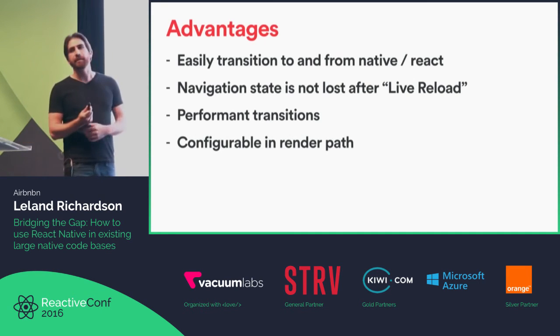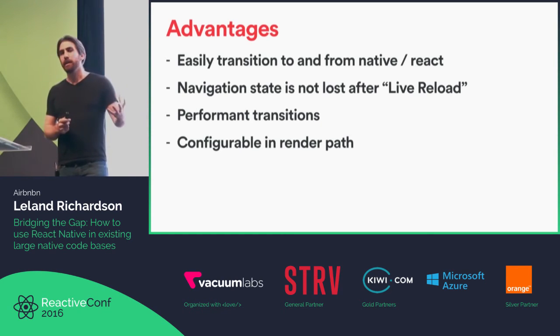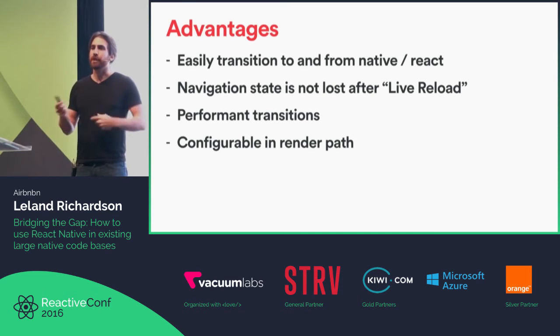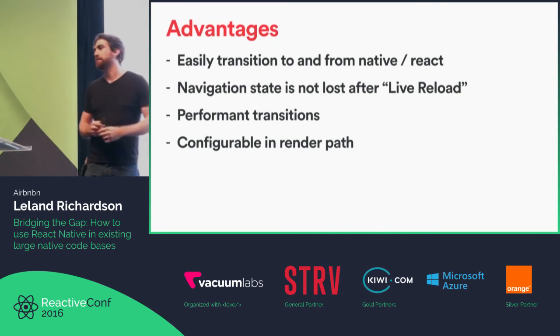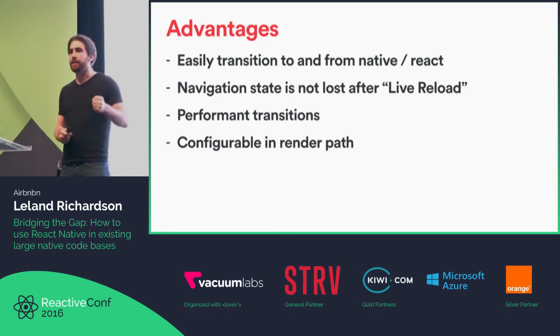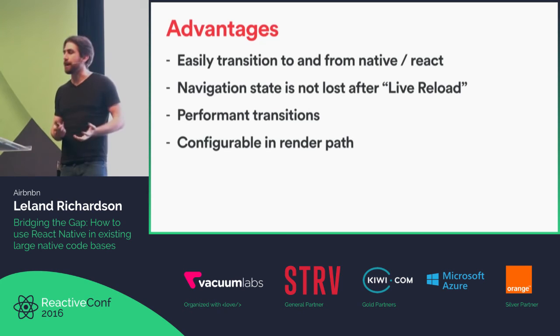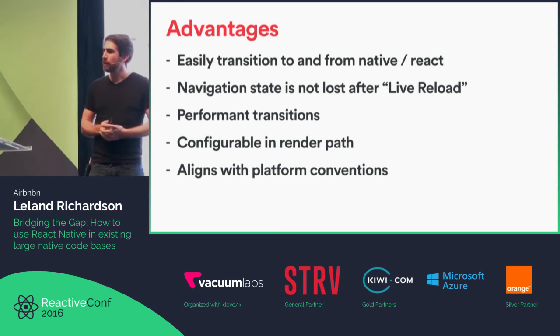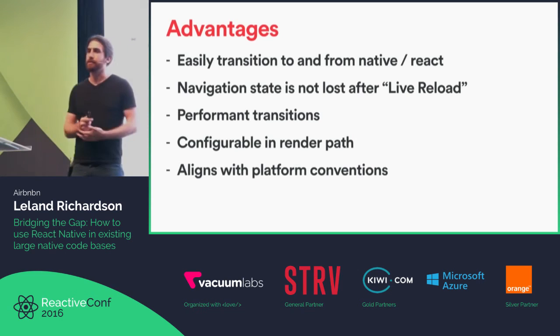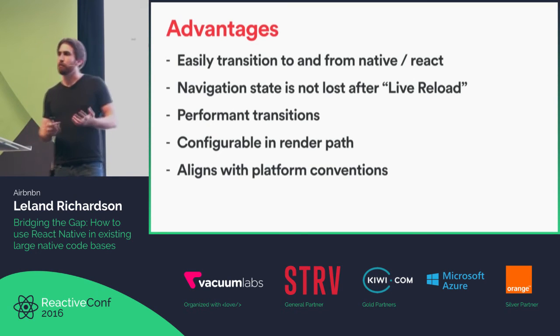And also, configuring the navigation bar in the render path, I think, is a huge win. A lot of times we want to set a title based on some props that we have, or we want to conditionally render something that might change, like the buttons that are available in the navigation bar and things like that. And having it as something that's configurable in the render path just makes for a really consistent and understandable React Native API. And we align with the platform conventions here. There's things like the Android back button that just work by default. We don't have a single line of code in our app handling weird back button issues with React Native. It just works.